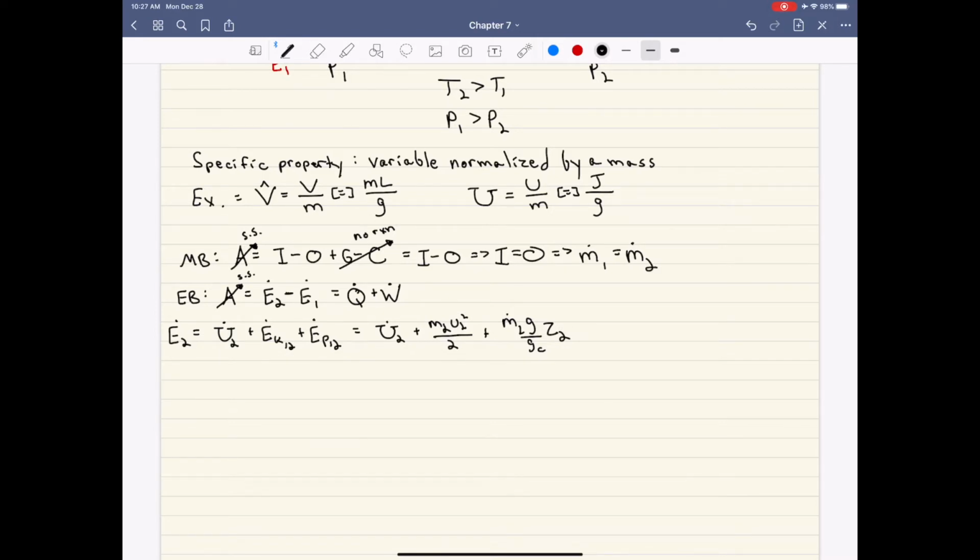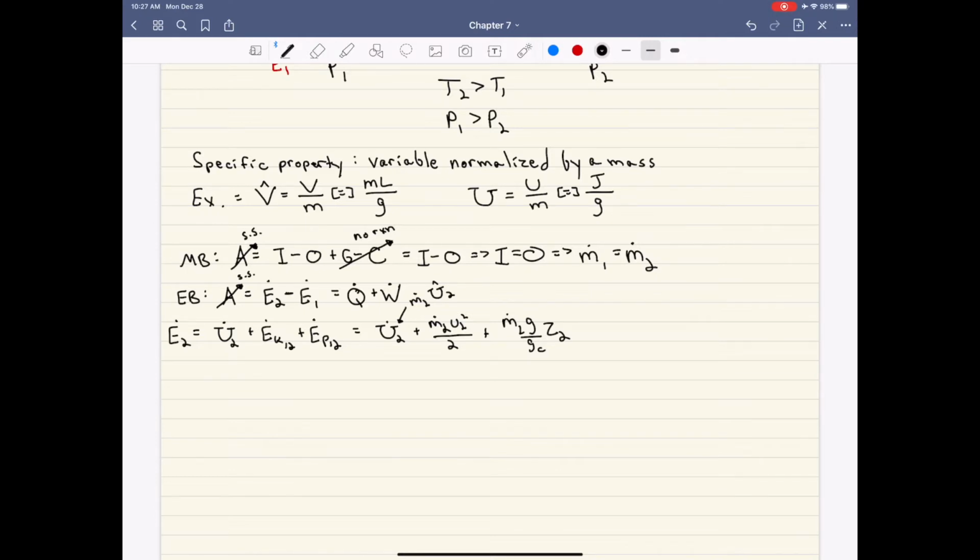Now for the internal energy, I'll point out that in the kinetic energy terms, I have this mass flow rate. For the internal energy, what I could do is rewrite it in the same way if I invoke that specific property principle that I talked about earlier. So I'm going to rewrite U2 as the mass flow rate times the specific internal energy.